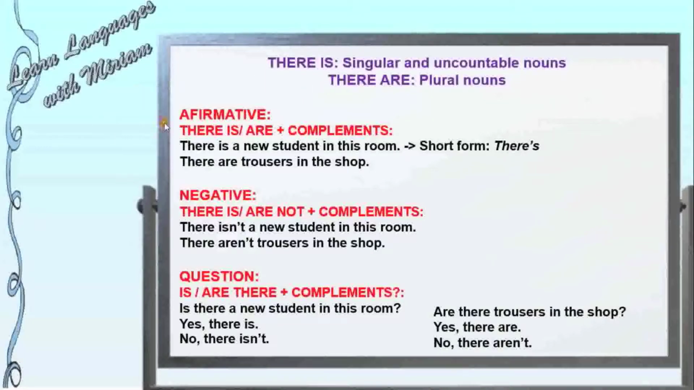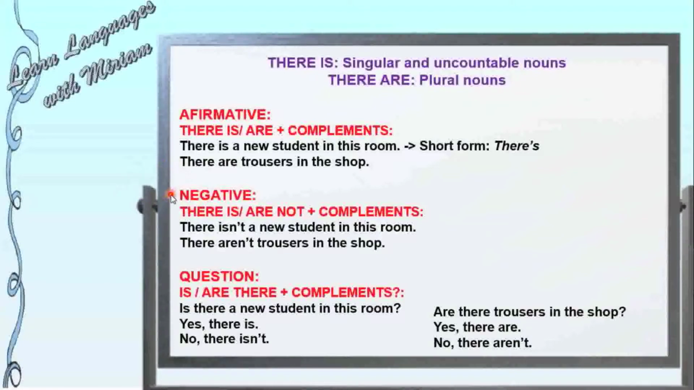Let's see some examples in affirmative, and let's see how we build the sentence. We are going to write there is or there are plus the complements. Example, there is a new student in this room. Or we can use the short form. There's a new student in this room. There is has a short form, whereas there are, this one hasn't a short form. There are trousers in the shop.